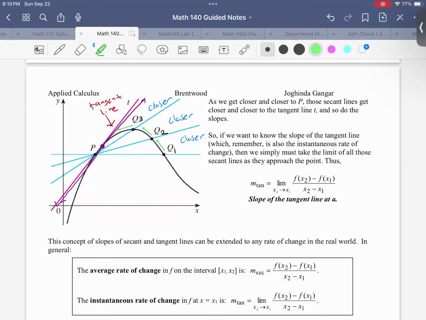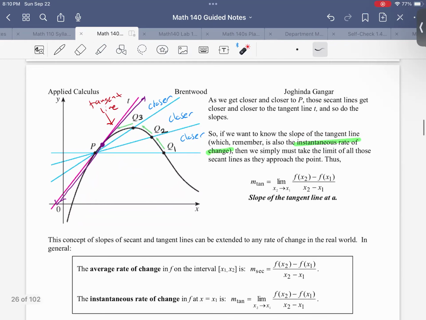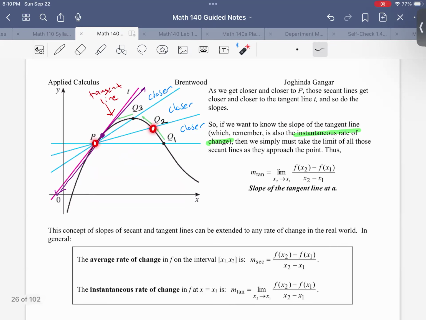And synonymous with tangent line is instantaneous rate of change. So think about it, right? When we look at rate of change over an interval, it's always over some type of interval, like from P to Q2, right? Some type of rate of change, but instantaneous rate of change is the rate of change that's happening right at that instant, right at that P. It's not happening over any other interval. It's happening right at P. That's why it's called instantaneous, where it's only at that one point.